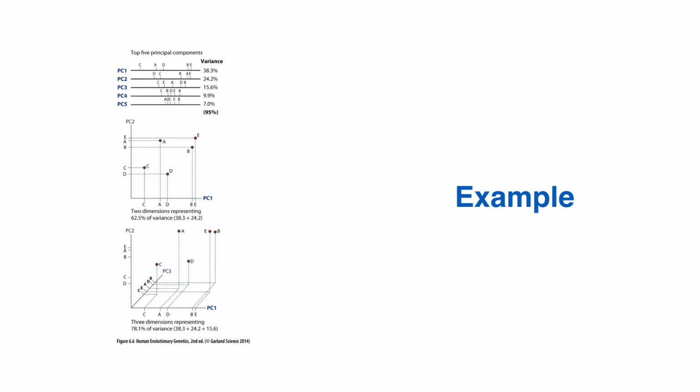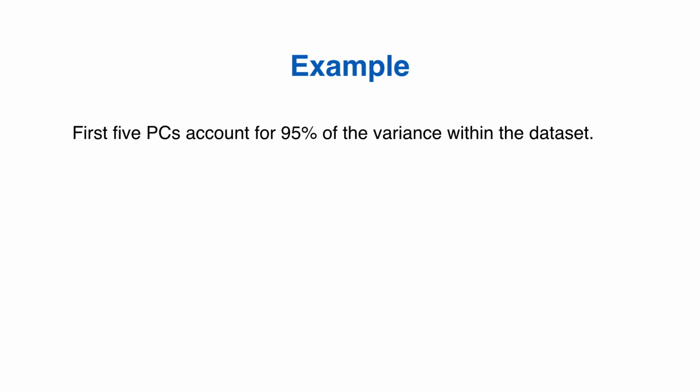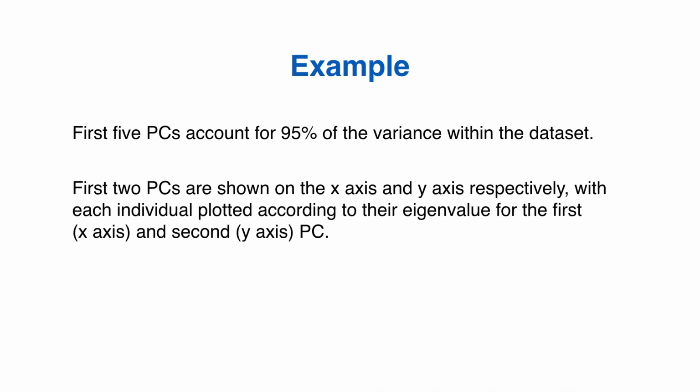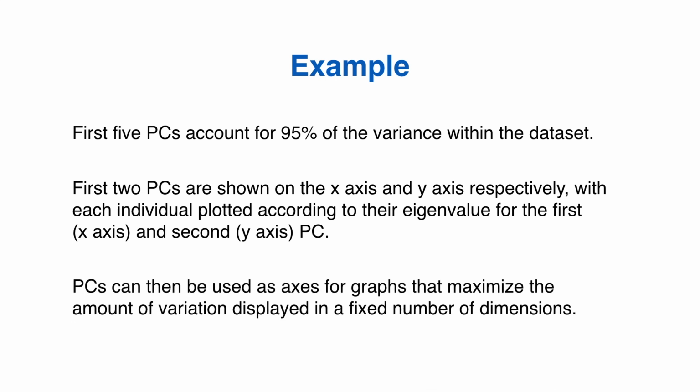In this example, a graphical representation of principal component analysis of 5 populations in both 2 and 3 dimensions is shown. In this example, the first 5 PCs account for 95% of the variance within the dataset. The first 2 PCs are shown on the x-axis and y-axis respectively, with each individual plotted according to their eigenvalue for the first x-axis and second y-axis principal component. These principal components can be used as axes for graphs that maximize the amount of variation displayed in a fixed number of dimensions.